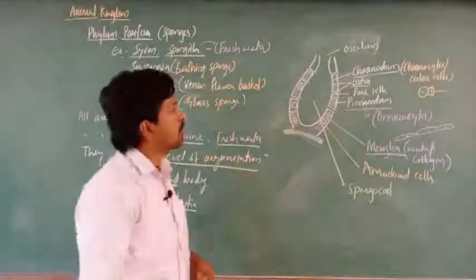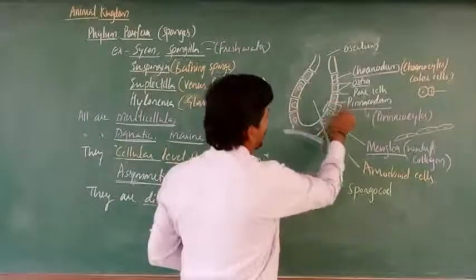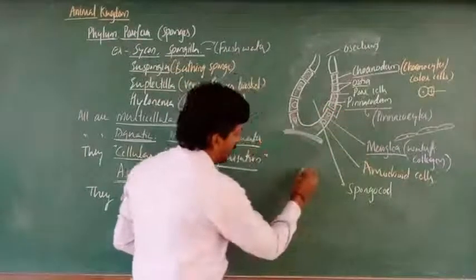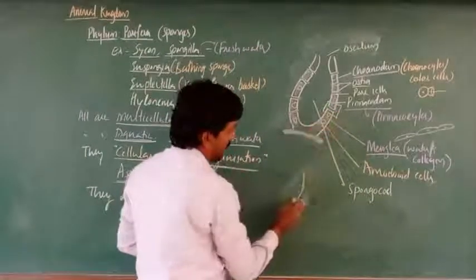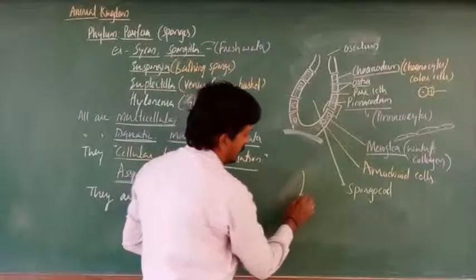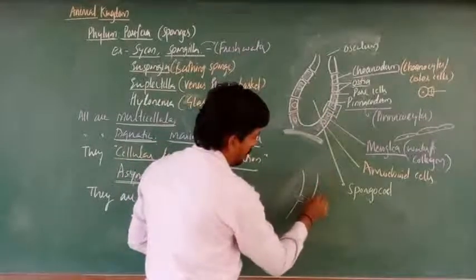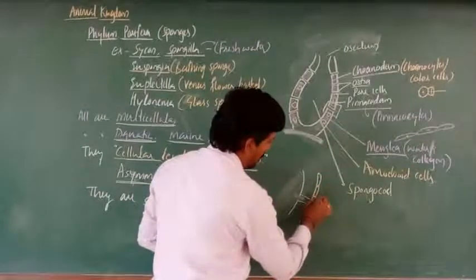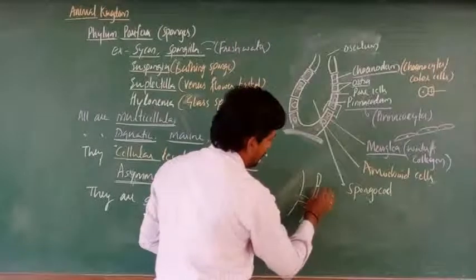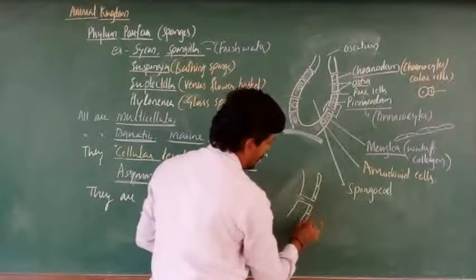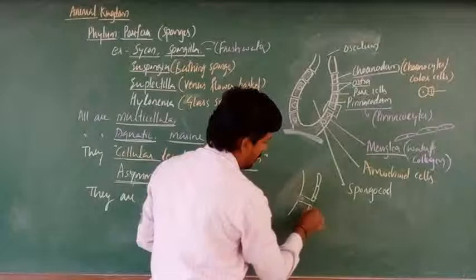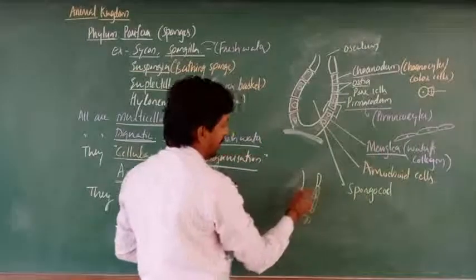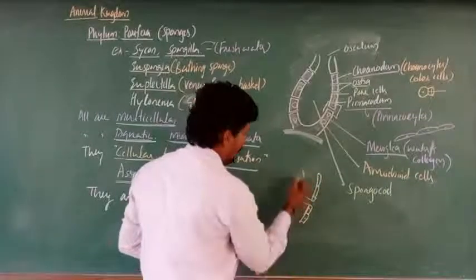Right? So when you enlarge this portion, if I enlarge this much of the portion, so this is the inner layer, and this is just what I am showing you. So this is the outer, right? These are the pinacocytes, right? Pinacocyte cells, and collar-shaped cells you can see in this form.